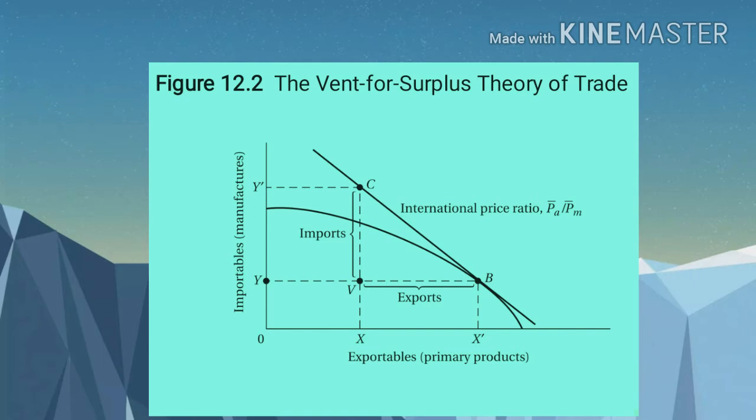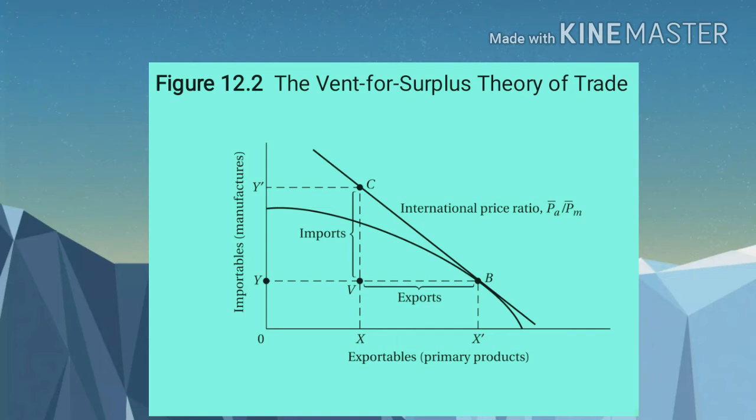As you can see on the figure, there is a y-axis which is the importables or the manufactures, and the x-axis is the exportables or the primary products. The vent for surplus argument can be represented by a shift in production from point V to point B, with trade enlarging the final domestic consumption from V to point C. We see that before trade, the resources of this closed developing world economy were underutilized, and yung production is only occurring at point V, and yung 0x and 0y manufactures were being produced and consumed.